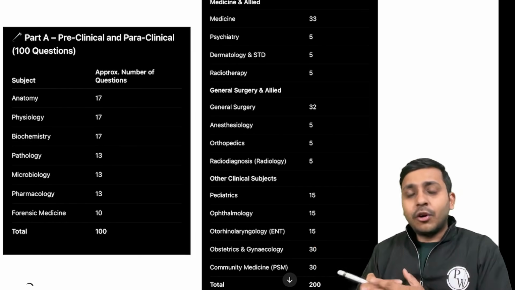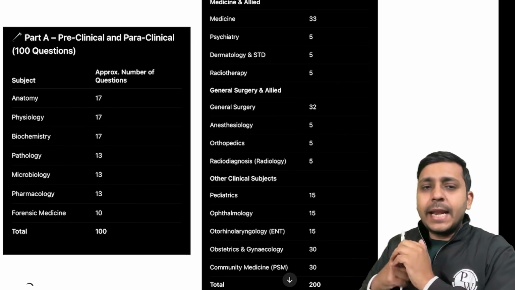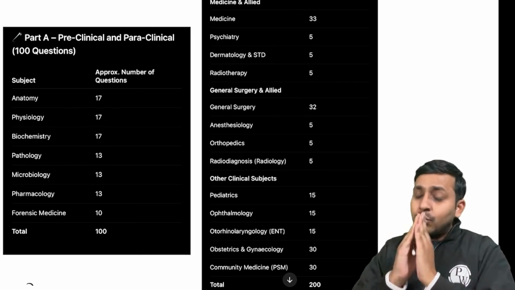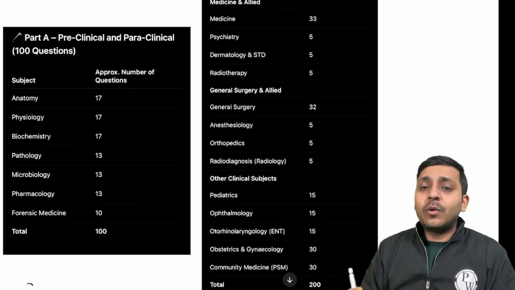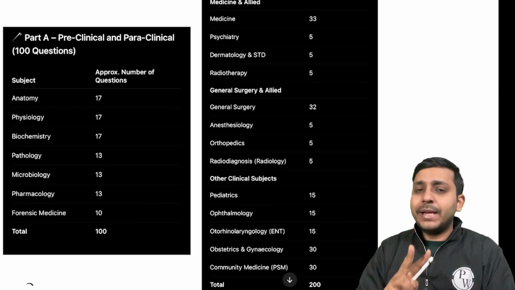Now, amongst minors, often ENT are very important. They carry around 15 questions weightage each. And again, obs and gynae is the most important. Obs and gynae and PSM, in my opinion, are the most important subjects. 30 questions, right? So, among the majors, what is most important? Obs and gynae and PSM.